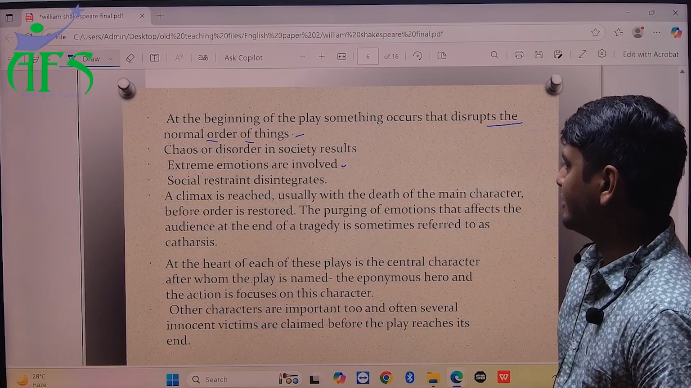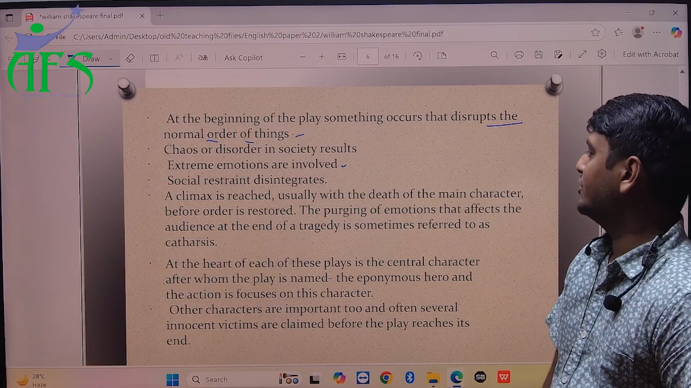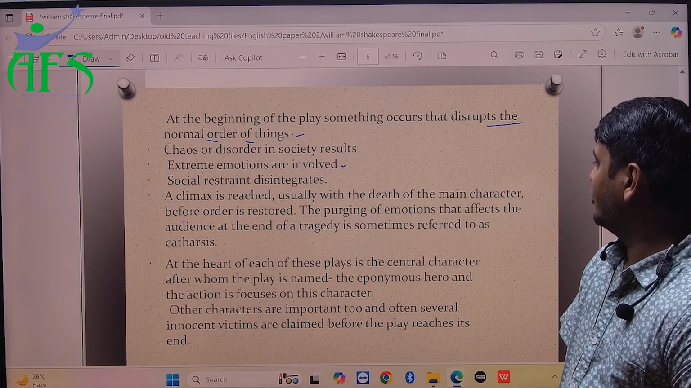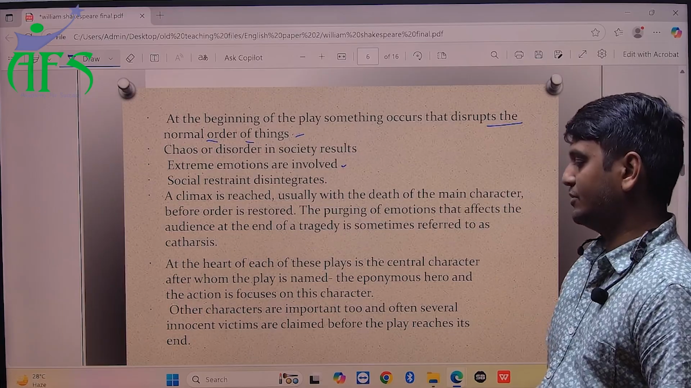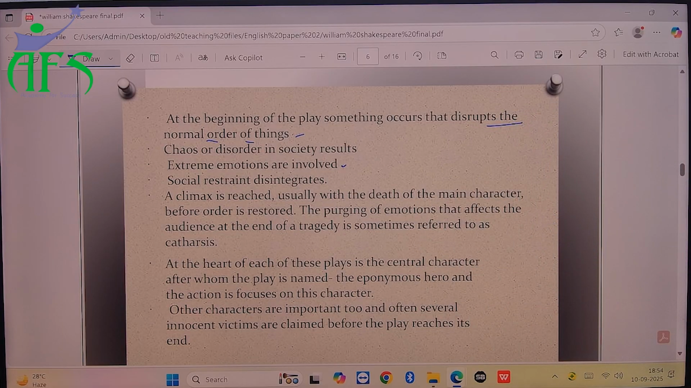A climax is reached, usually with the death of the main character, before order is restored. This purging of emotions that affects the audience at the end of a tragedy is sometimes referred to as catharsis. In most scenarios, we can find this catharsis taking place. Any tragedy which you have read, just go through it, you can find the same scenario.